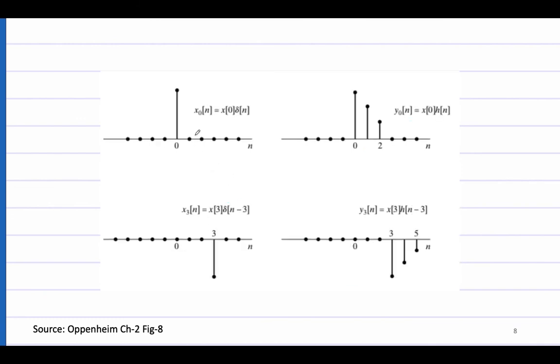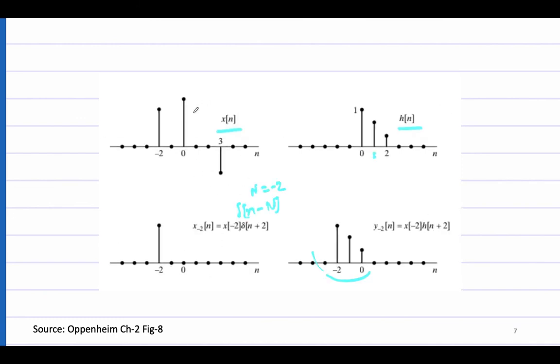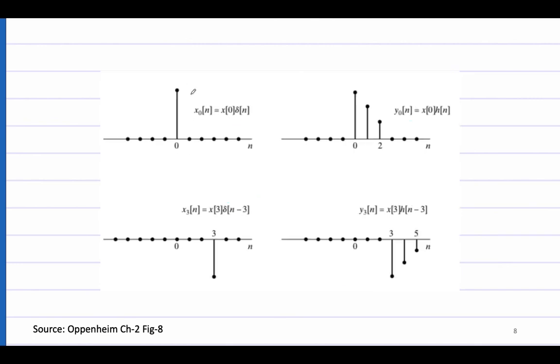Now next is at x equal to 0. At x equal to 0, this is my height, x0 times delta n, and the output will be x0 times h of n, basically the same thing, because this is a delta function, just a scaled version of my impulse response. Similarly, for x equal to 3, I can write it like this, and my corresponding output is this. The principle of linearity says that you can just superimpose everything to get the final output.